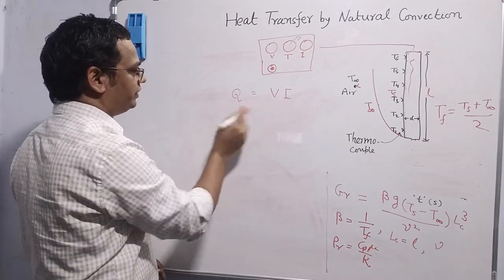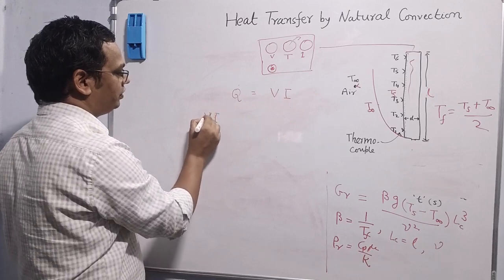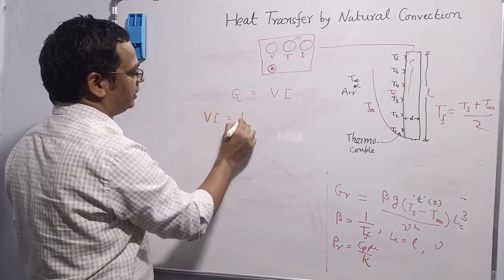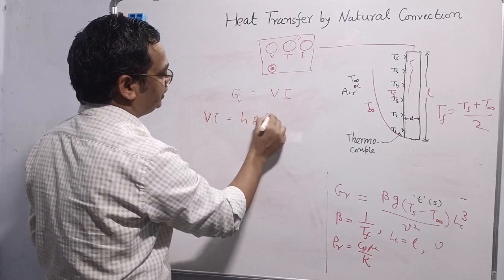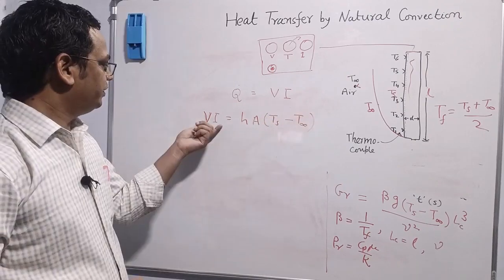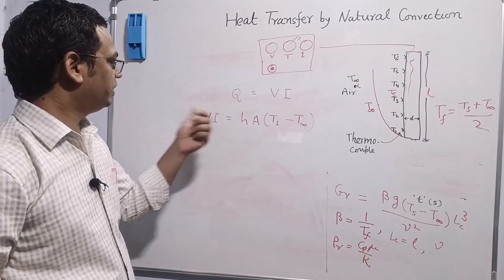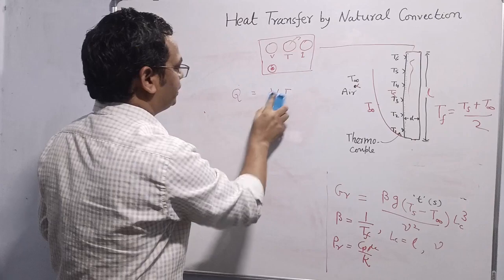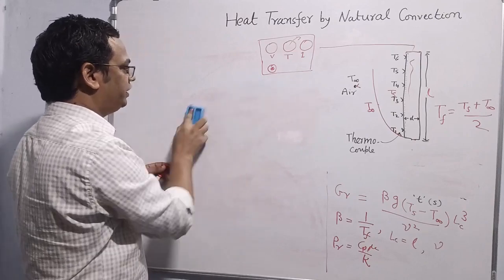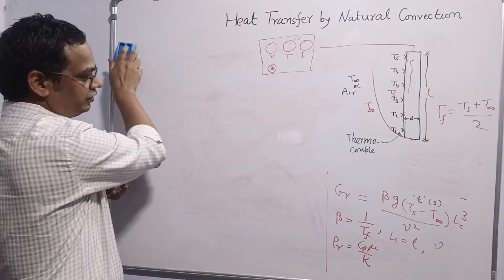So same approach will be there. VI can be equated now to the hA delta T, Ts minus T infinite. In the case of steam, we were taking latent heat. Now we are taking voltage and current. Theoretical part will remain same. Only in experiment there will be slight variation in the calculation.